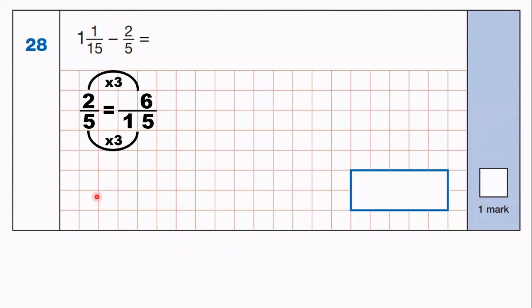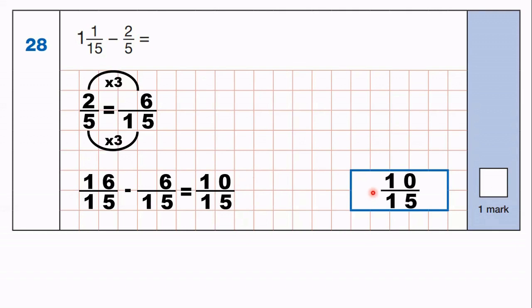If we write 1 and 1/15 as an improper fraction, we have 16/15. And because 2/5 is the same as 6/15, we're taking 6/15 away. We keep our common denominator and subtract the numerator, so our answer is 10/15. We could simplify that, but in this paper, to get the mark, we don't need to. So let's move on to the next one.